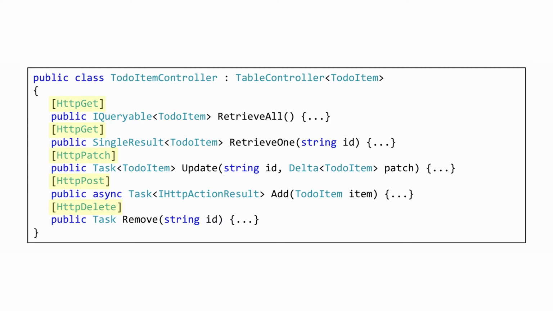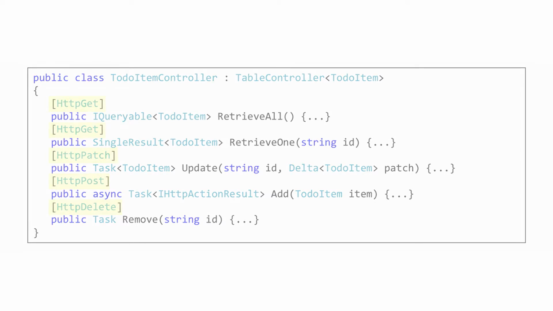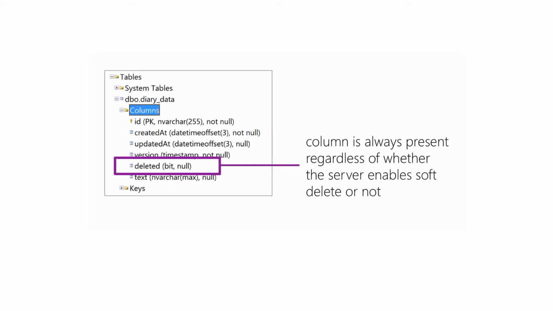When a network request hits the controller endpoint, the proper method is going to be identified using reflection by matching to this prefix. If you'd like to change the names of the methods or be more explicit about how the verbs are mapped to the methods, you can use a set of attributes that you apply to the methods. Now, delete is an interesting operation when you're dealing with cloud-based databases.